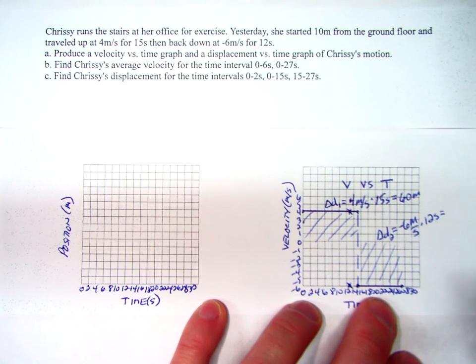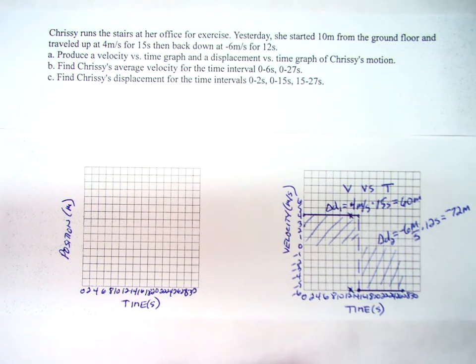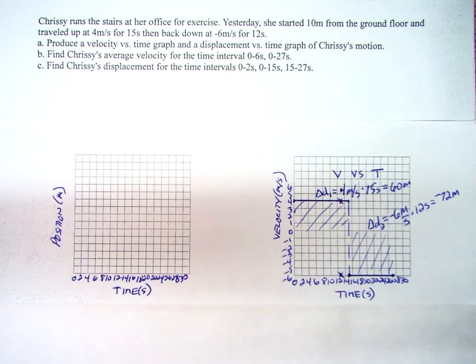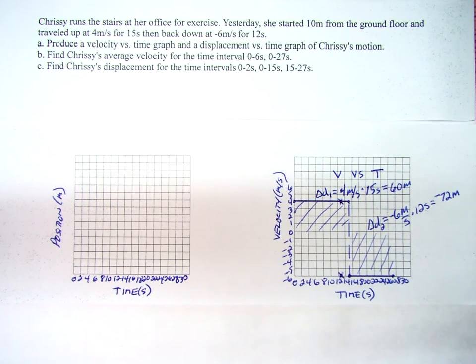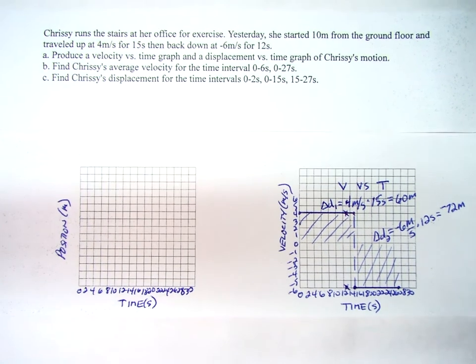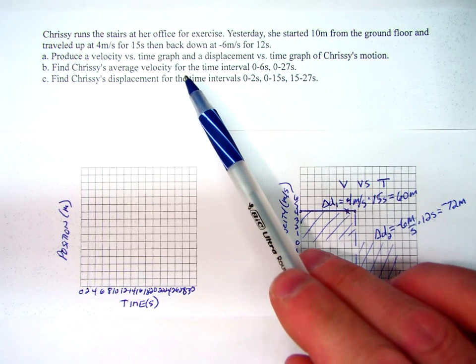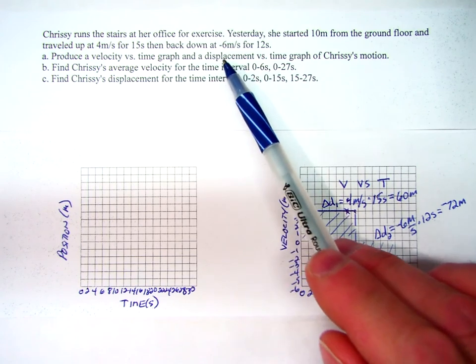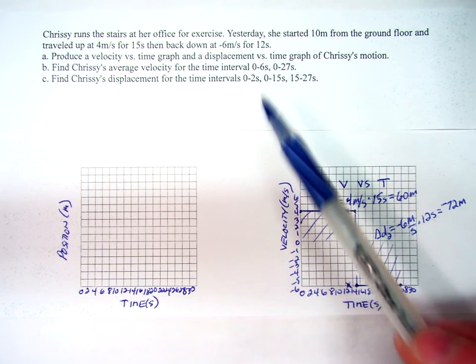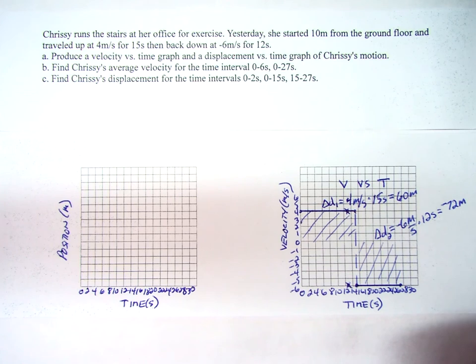And that is negative 72 meters. Why did I? Because it says she went back down at negative 6 meters per second for 12 seconds. So I just plotted what was told in the paper.